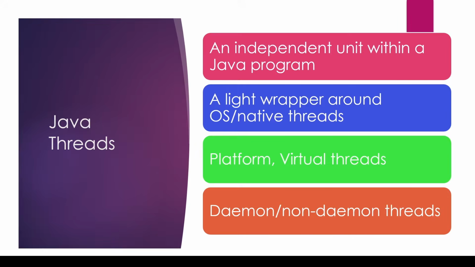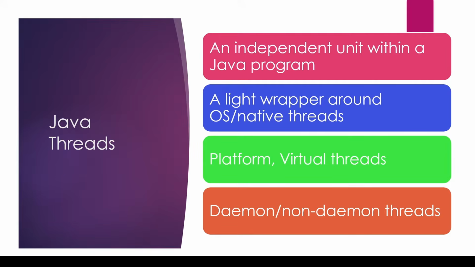So first things first, let's discuss what a Java thread is. If you remember, in the last video we discussed what threads are in general and what a thread represents. We discussed that a thread is a unit of execution within a program or within a process, whatever you call it, that gets independently scheduled by the CPU, by the operating system. In the same way, a Java thread is an independent unit within a Java program. A Java program can have many threads.